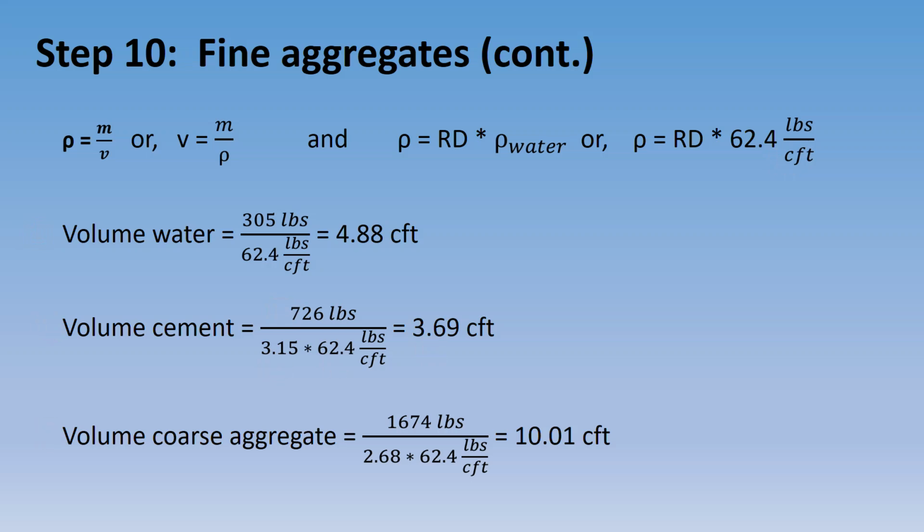And the volume of our coarse aggregate is mass of coarse aggregate divided by density of coarse aggregate. That's 1,674 pounds of aggregate divided by relative density of those aggregates, 2.68, times density of water, 62.4, gives us 10.01 cubic feet of space occupied by the coarse aggregate particles.